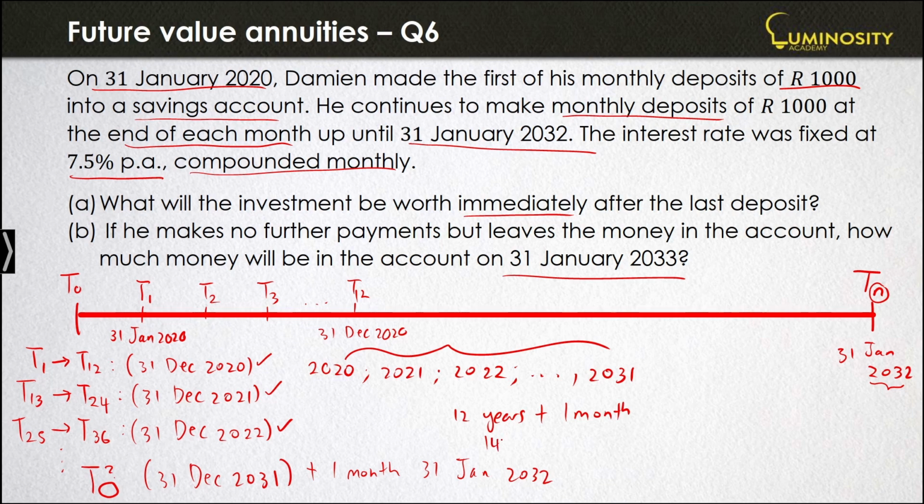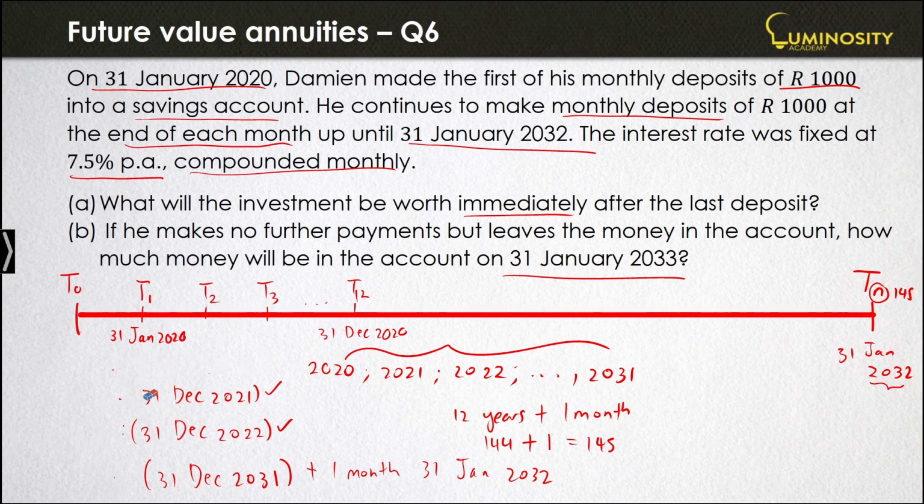So that's going to be 144 months, 12 years times 12 months, plus 1. So that's going to be 145 months. That is our Tn here. That's 145 months. Okay, so that logic, that counting we did there, do not take that for granted. Count on your fingers if you want to. Count it explicitly, write them all out, because it helps you visualize the number of years in between that.